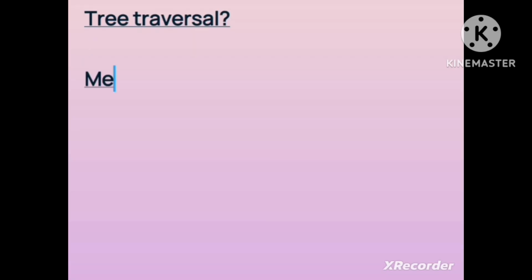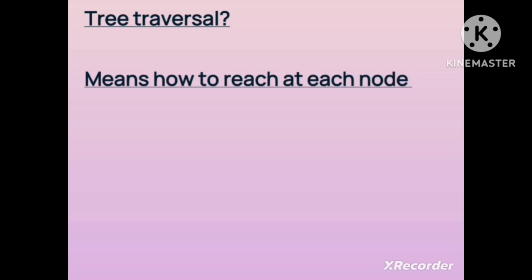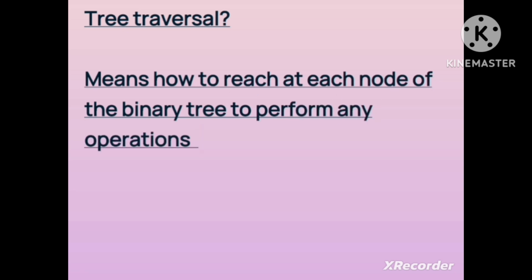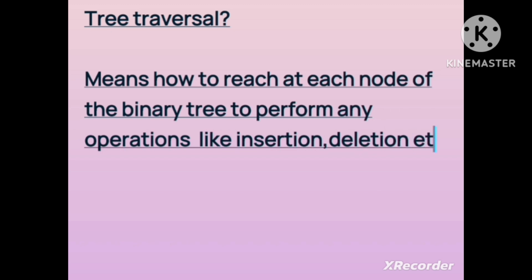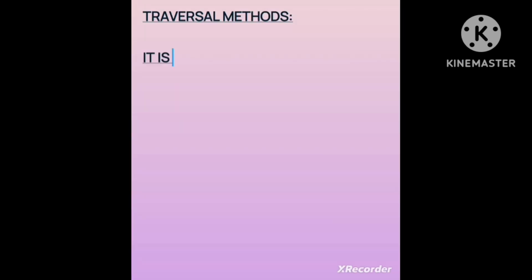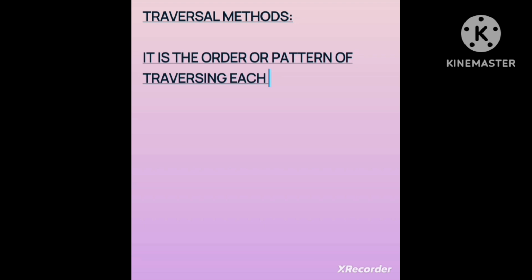So before its implementation and coding part, let us understand what traversal means. Traversal is basically the order or the process of how we reach each node of the binary tree and perform operations, that is insertion, deletion, etc. on the binary tree. Our data structure allows three methods or patterns of how to traverse the binary tree. There are three methods.